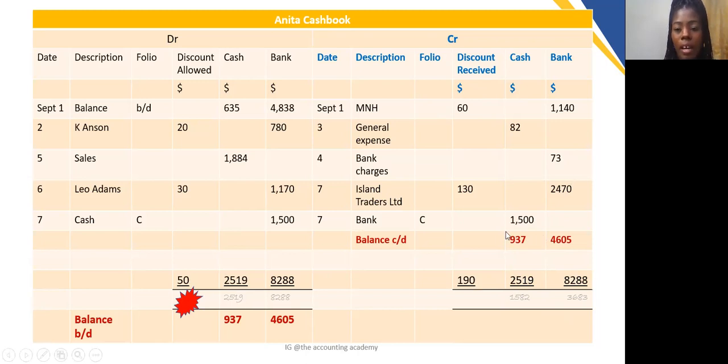That is called a balance carry down. That is your new starting figure for your cash and your bank column. Down here you would see, look for my cursor moving, I have balance BD, that means balance brought down, 9.37 and 46.05. Very important, guys, you do not do any balancing figure for your discount allowed and your discount received column. Yeah, so that's it.